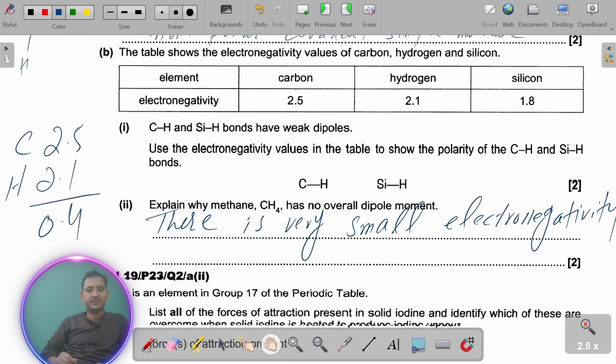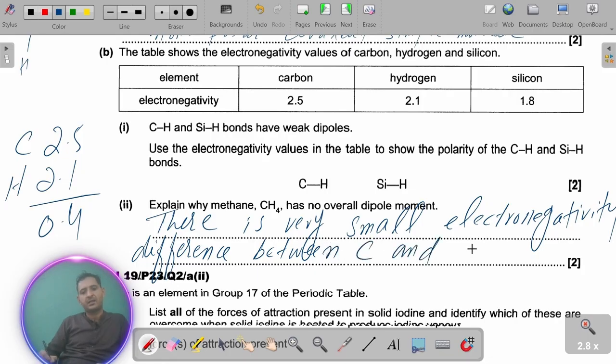Electronegativity difference between carbon and hydrogen. Okay, it is the reason.